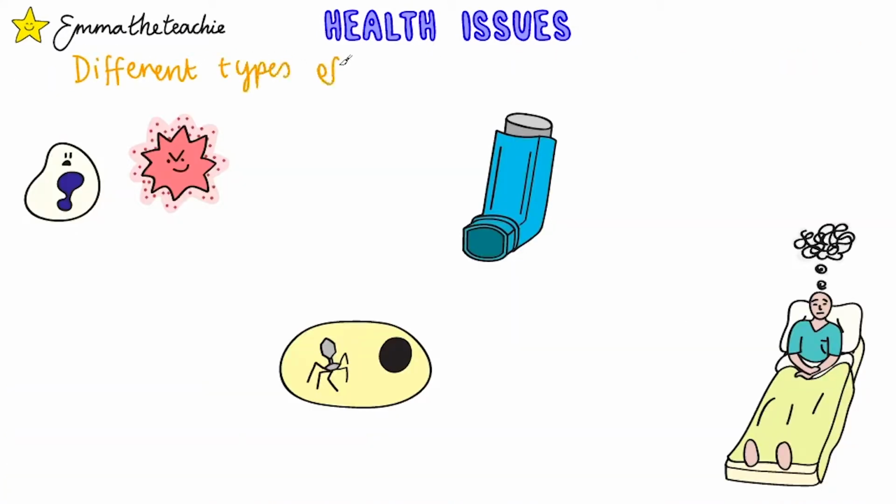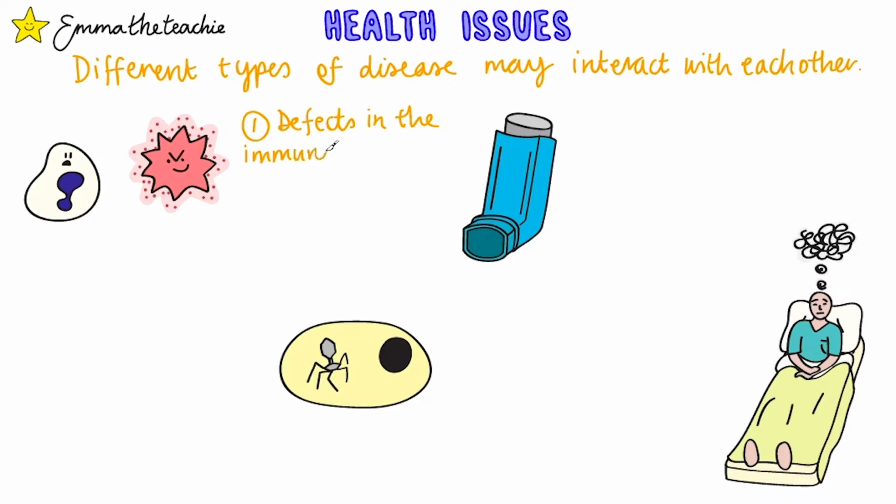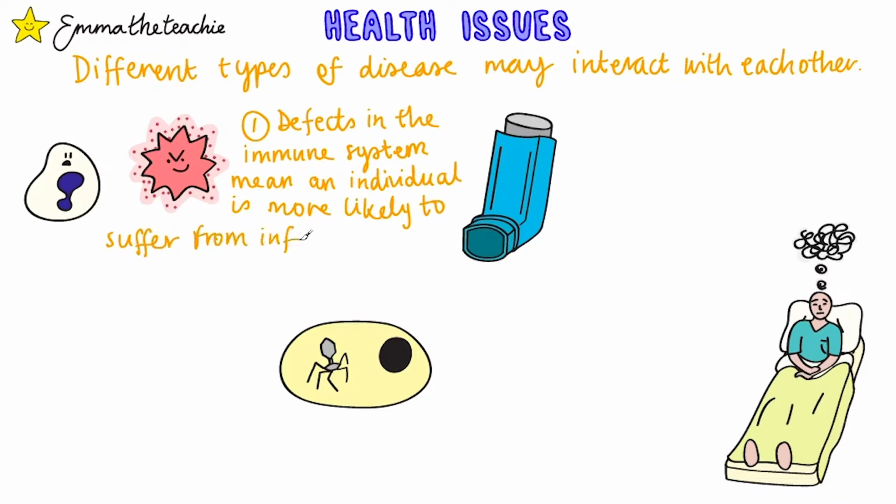Different types of diseases may interact with each other. There are 4 examples that you need to know. Defects in the immune system mean that an individual is more likely to suffer from infectious diseases. These defects could be caused by genetics or by something like HIV.